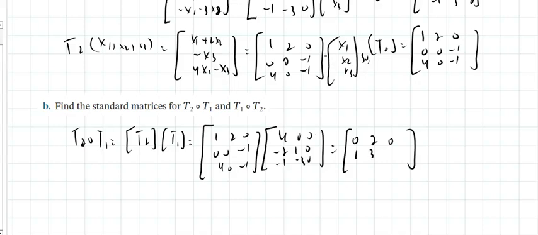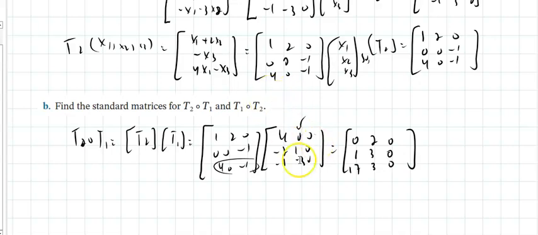0, 0, 3. And 0, 0 plus 0 is 0. And for the last, 16 plus 1 is 17. And 0 plus 0, that's a 3. And then the last one, all zeros.